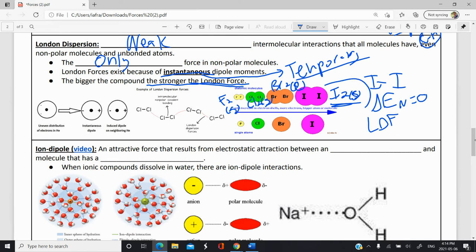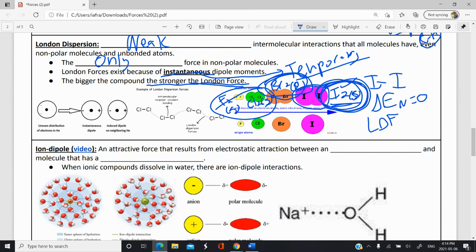Right, I2 is solid at room temperature, whereas Br2 is liquid. So this one didn't melt yet at room temperature, so there's probably a lot of LDF preventing the particles from moving away far enough to melt. Br2 is liquid, so it's probably a little bit less LDF than I2, and then these ones are gases. So these ones here have weaker LDF than both Br2 and I2. And the reason for that has to do with the size.